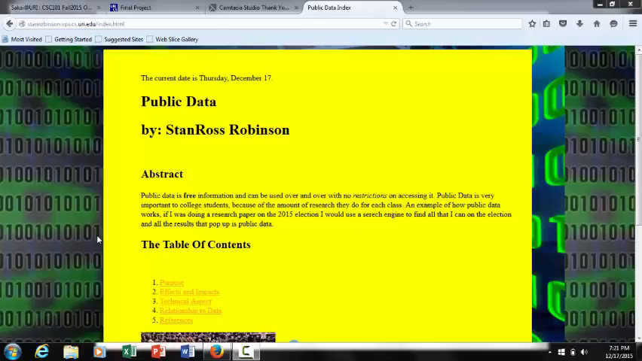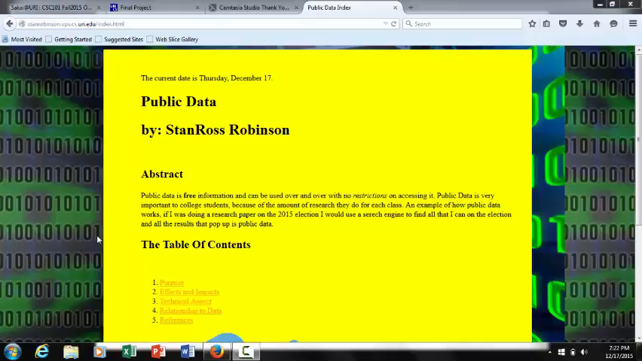Public data is free information and can be used over and over with no restrictions on accessing it. Let me say again, it is free information. Anything that is free, I would definitely want to hear about it. Public data is very important to college students because of the amount of research they do for each class. And public data is not just for college students, it's for everyone.